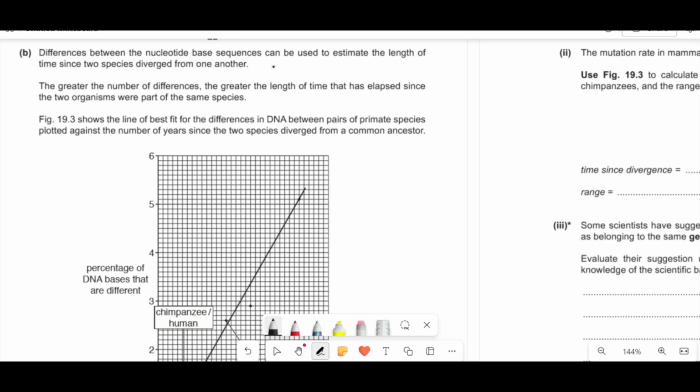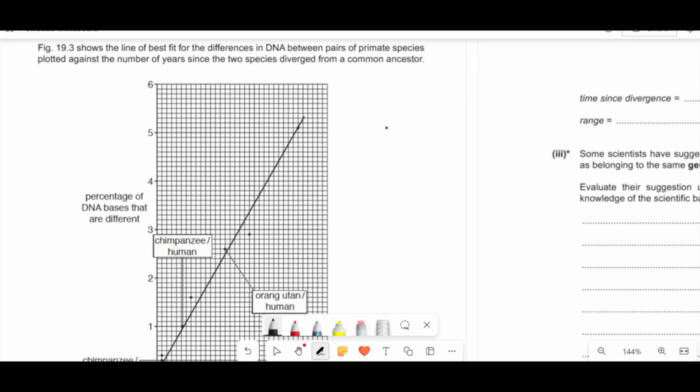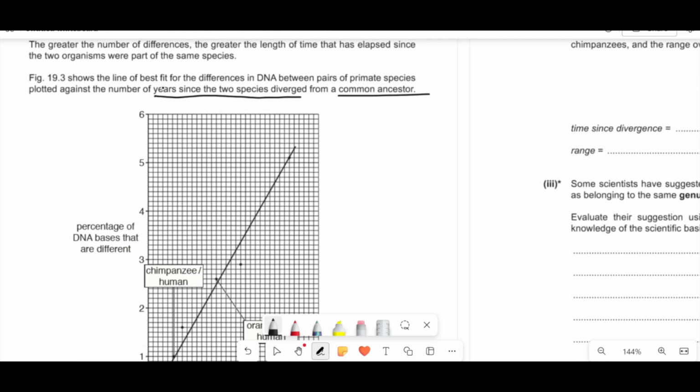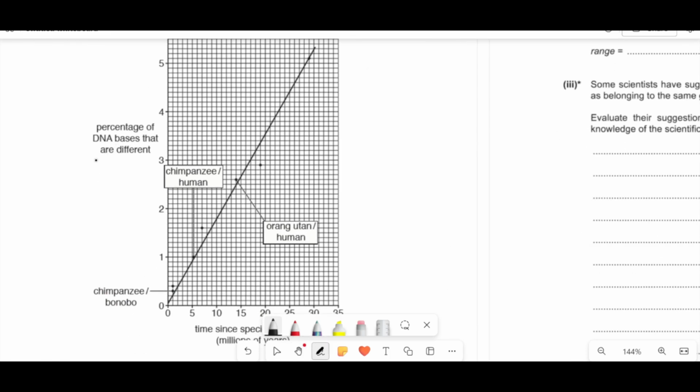Now, differences between the nucleotide base sequences can be used to estimate the length of time since two species diverged from one another. The greater the number of differences, the greater the length of time that has elapsed since the two organisms were part of the same species. Figure 19.3 shows a line of best fit for the differences in DNA between pairs of primate species plotted against the number of years since the two species diverged from a common ancestor. Fine. So this is the percentage of DNA that is different between the pairs of primates, right?